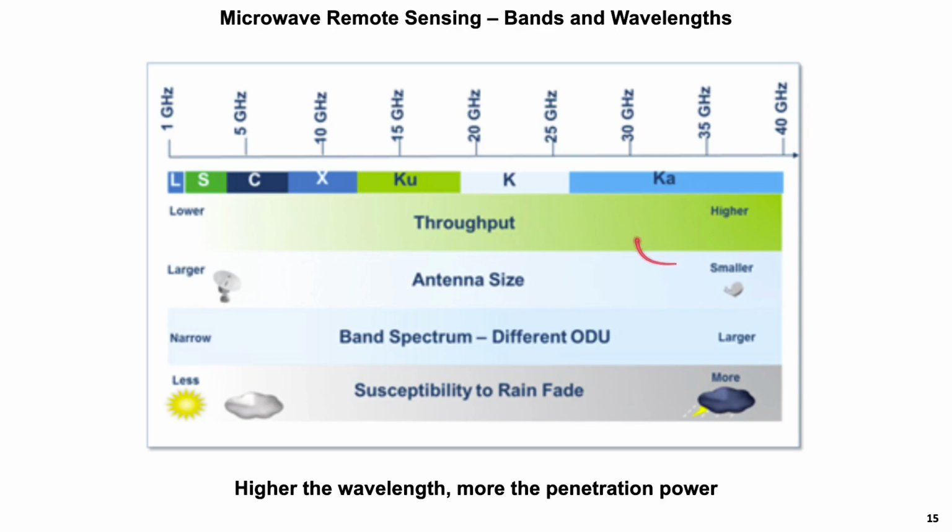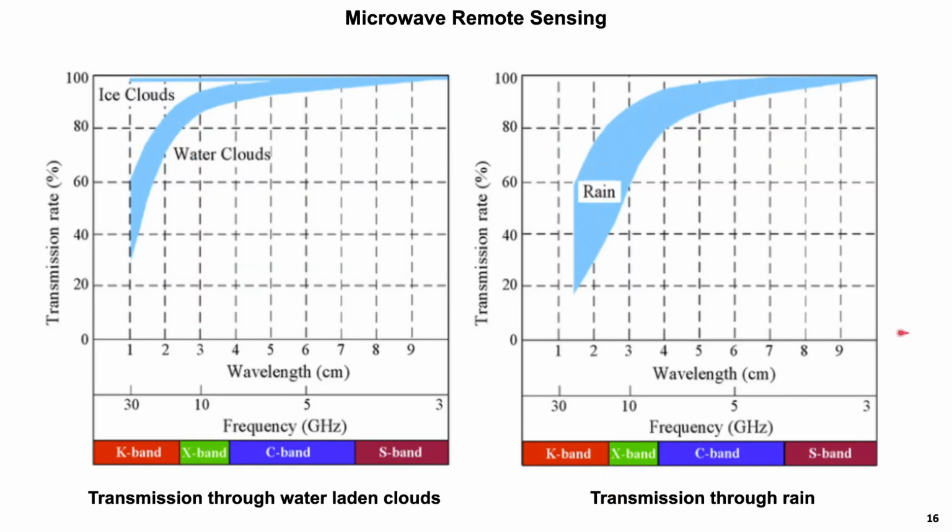And if you see, this was what I was saying about Ka band. As you move from right to left, your Ka band may be affected by your clouds, but your L band is highly penetrative in nature. And here, the higher the wavelength, the more will be your penetration power.